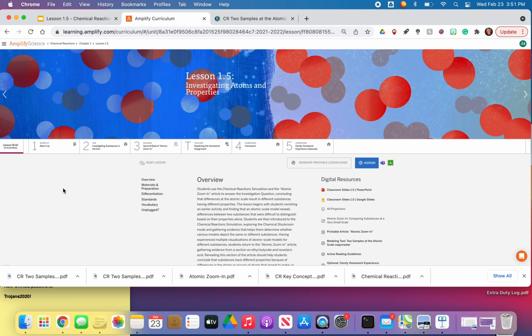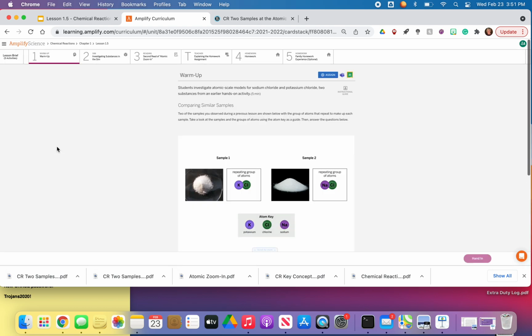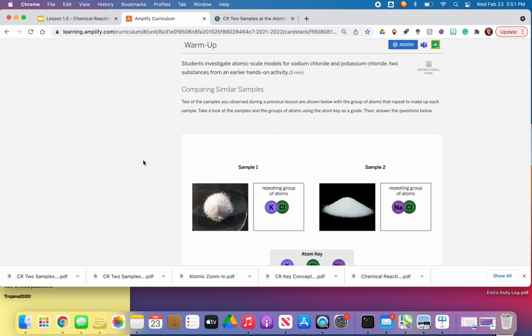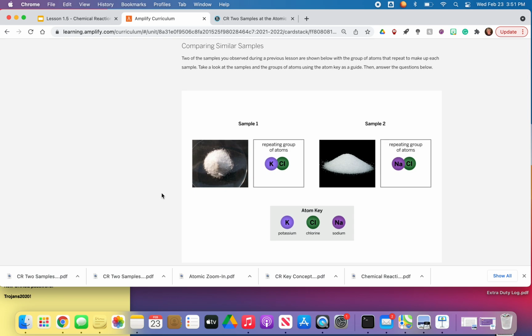And then obviously as I'm talking, if you guys need to pause it so that you can get caught up or do what you need to do, then do that, okay? I'm going to have you guys start up with a warm-up. And the warm-up says 2 of the samples you observed during a previous lesson are shown below with a group of atoms that repeat to make each sample. Take a look at the samples and the groups of atoms using the atom key as a guide, and then answer the question below. So we've got 2 samples, sample 1 and sample 2.